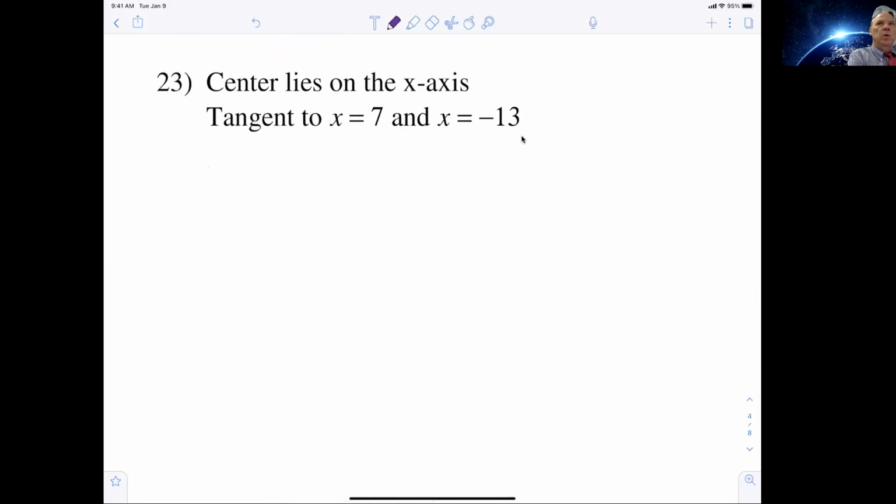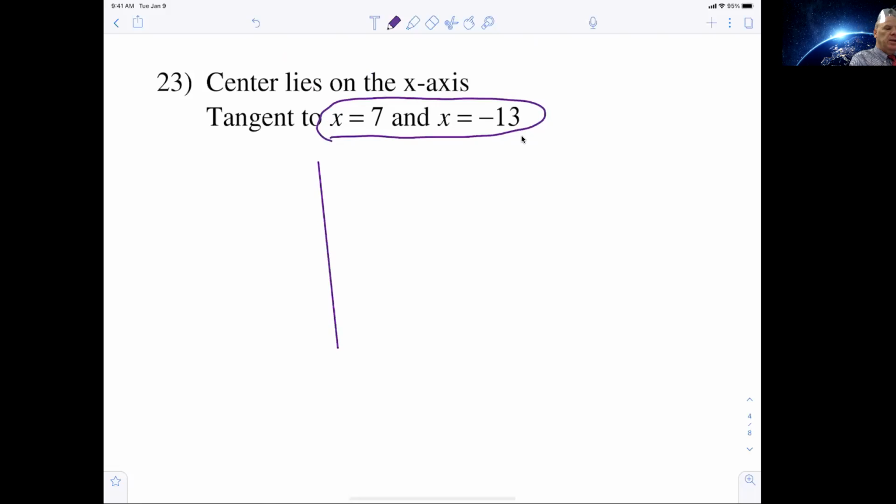Now, 23 is another visual. The center lies on the x-axis. So it's somewhere on the x-axis, but it's tangent to both of these. What kind of lines are these again? Vertical lines. Very good. Those are vertical lines from negative 13 and 7. If I were to draw something like this, this right here would be 7. This would be negative 13. So the center of the circle would be right in the middle.